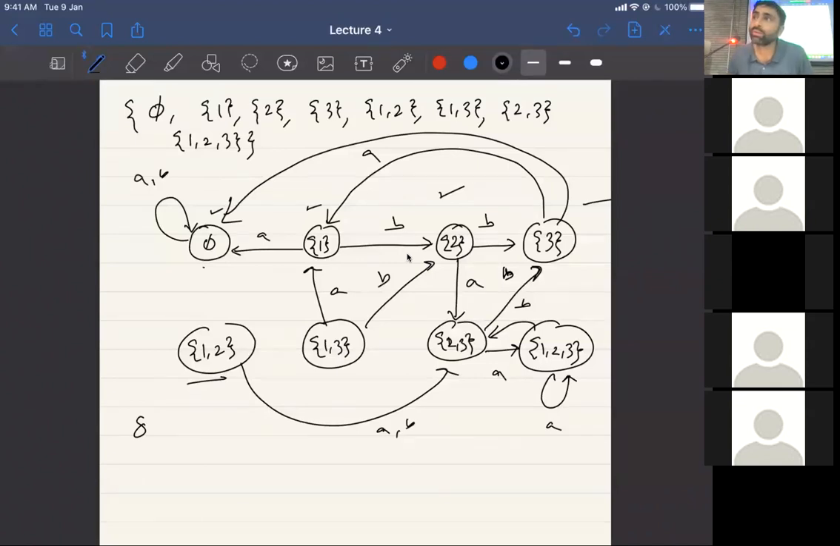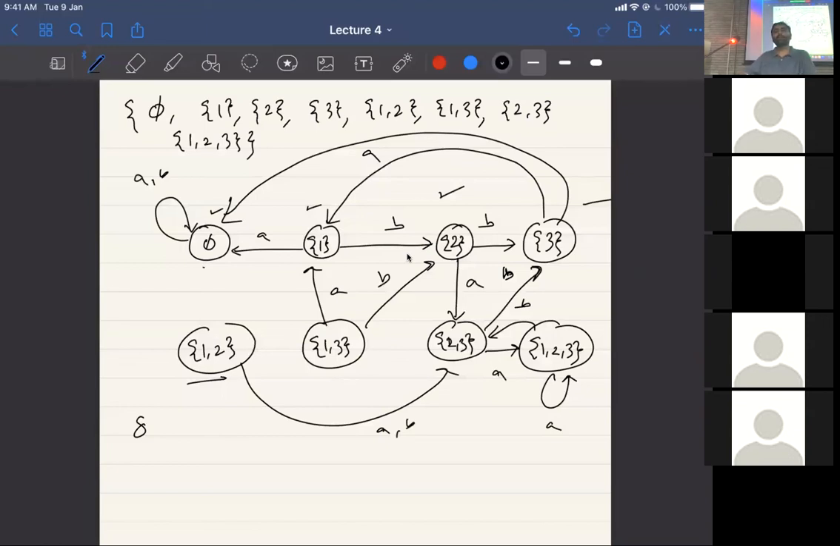Can you draw in LaTeX? You mean in the problem set? Well, you can. If you can draw the automata in LaTeX, that's perfect. That's fine. I would prefer that. But if you cannot, then just draw it clearly on a paper, scan it, and include it. Okay.